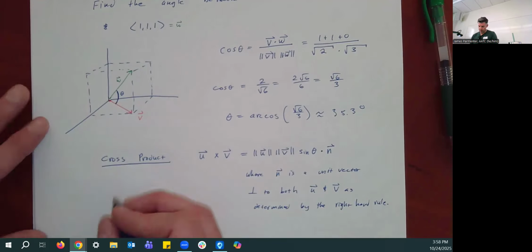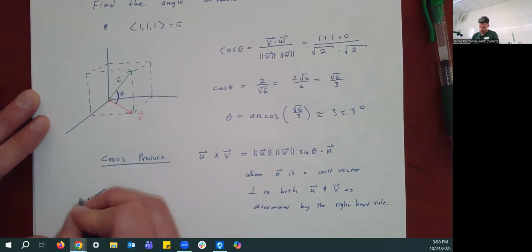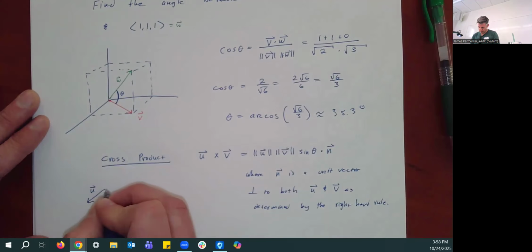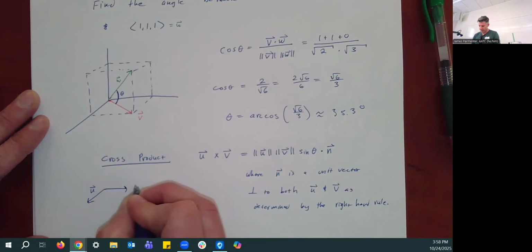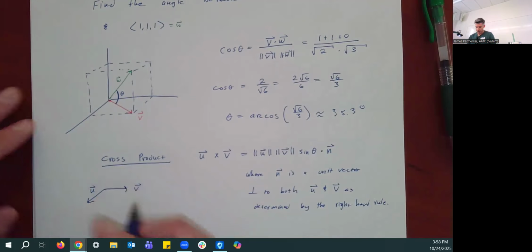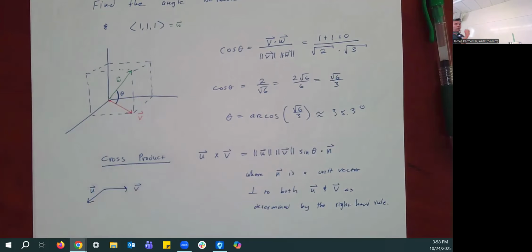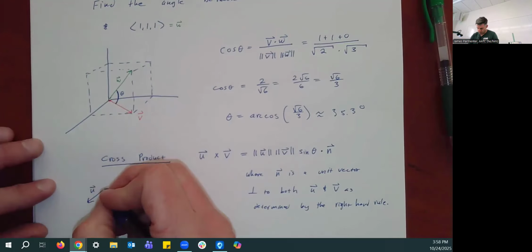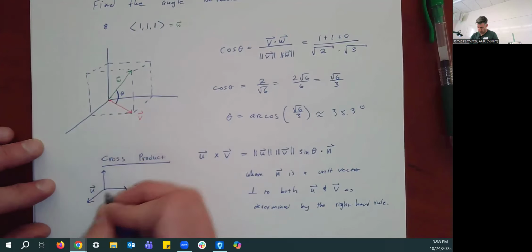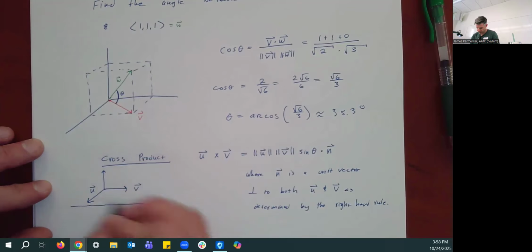So if your vector u points that way, and your vector v points that way, and we're imagining we're in the xy plane, well, if you hold up your right hand, that's why it's called the right hand rule, because you have to use your right hand. If you put your fingers in the direction of u and curl them in the direction of v, your thumb should point in the direction of the cross product. So here, u cross v should point upwards if we're imagining that these are living in the xy plane.